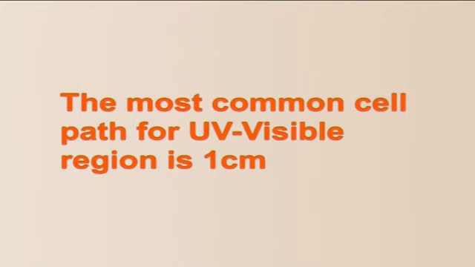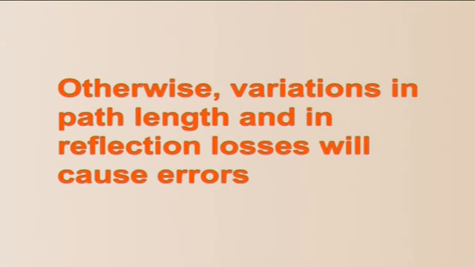Accurate spectrophotometric analysis requires the use of good quality matched cells. These should be regularly checked against one another to detect the differences that can arise from scratches. The most common cell path for the UV visible region is 1 centimeter. Care must be taken to duplicate the position of such cells with respect to the light path. Otherwise, variations in path length and the reflection losses will cause errors.